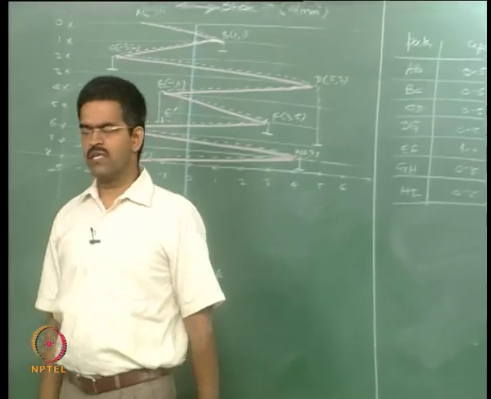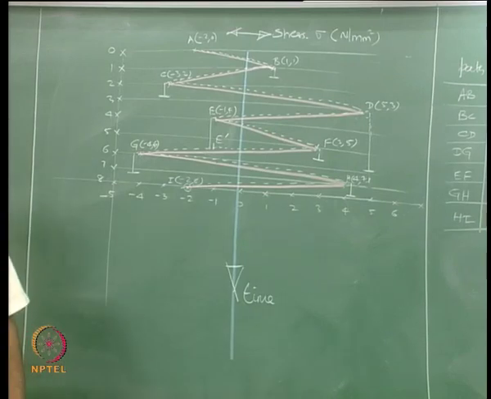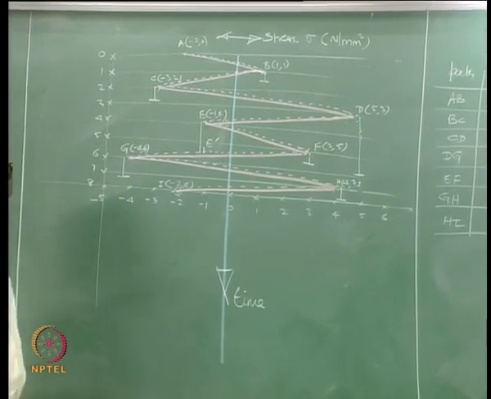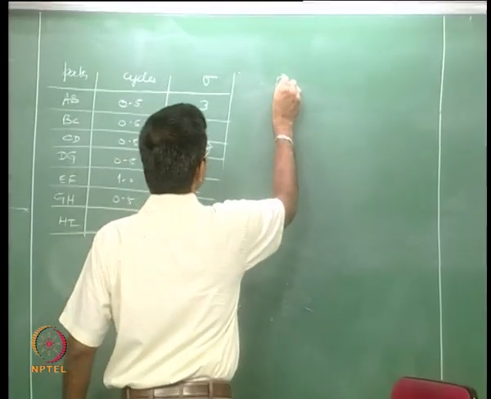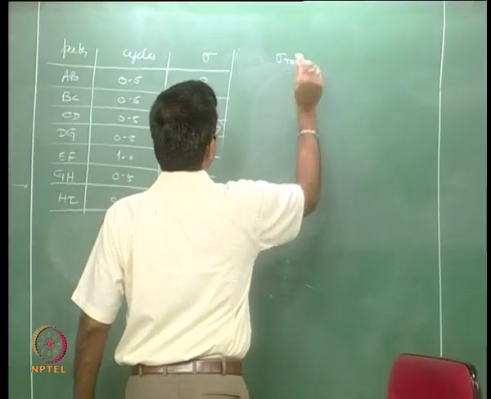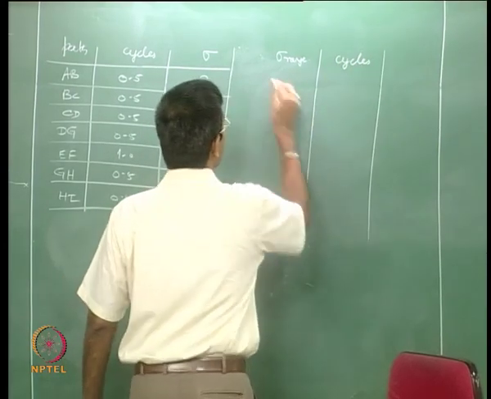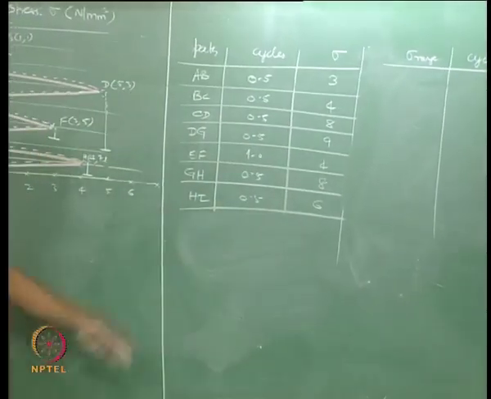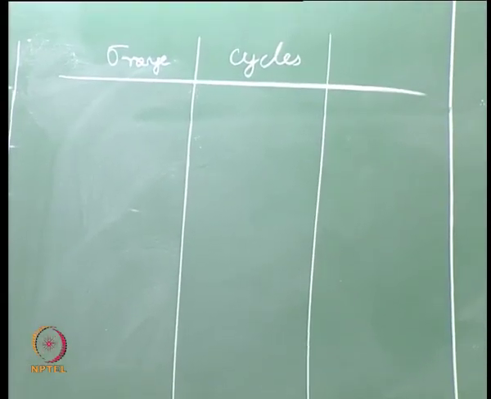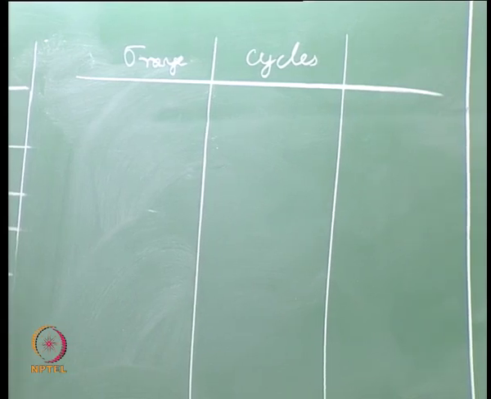So we have got a stress range for different. Now let us make the next table saying what is my stress range, and within that how many cycles are there. These are all different stress ranges, no, and what is the corresponding path.